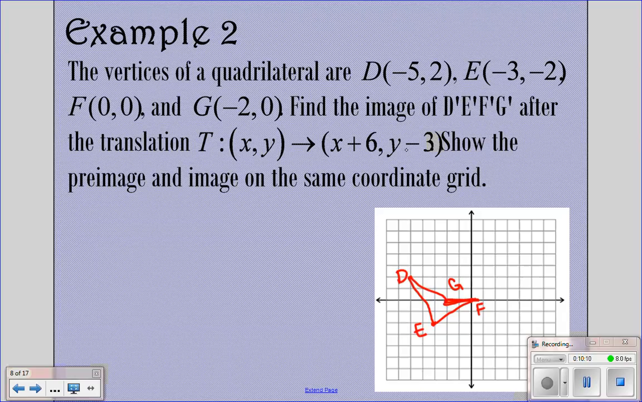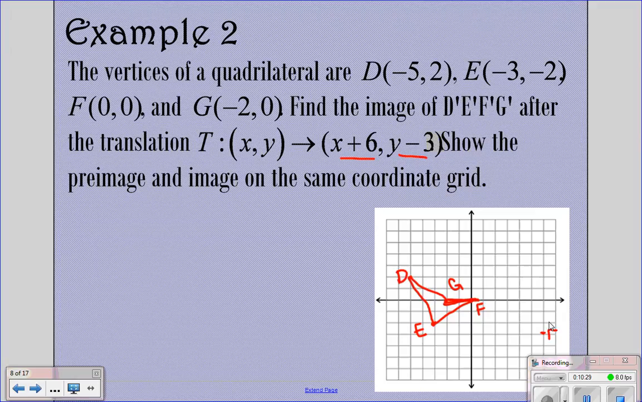Now the image. We are going to take each of our x's and take them to the right 6, and then our y's are going to go down by 3. So F is going to go to 1, 2, 3, 4, 5, 6, and then down 3. So F prime is going to go right there. G prime, 1, 2, 3, 4, 5, 6, and then down 3. D prime is going to go right here, and then E prime.